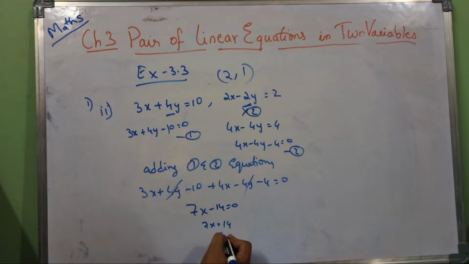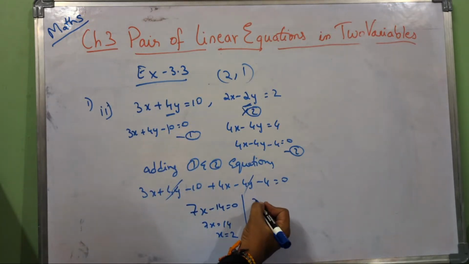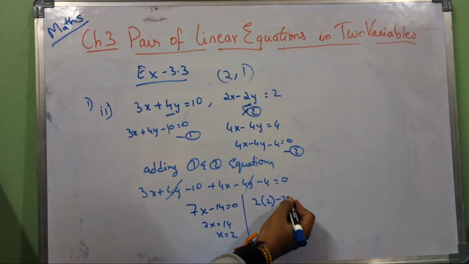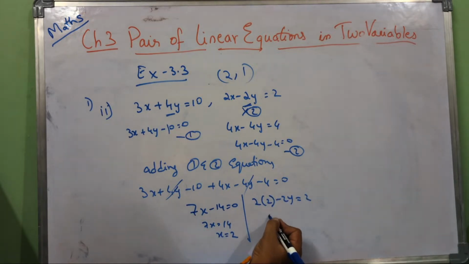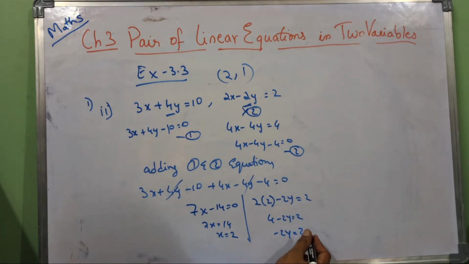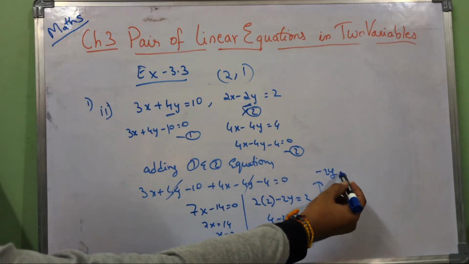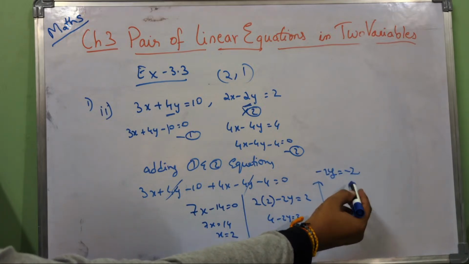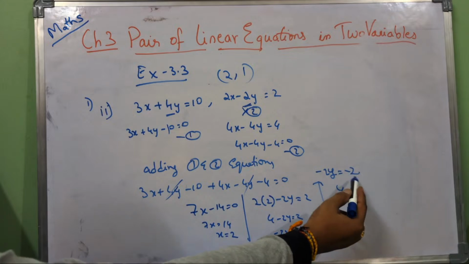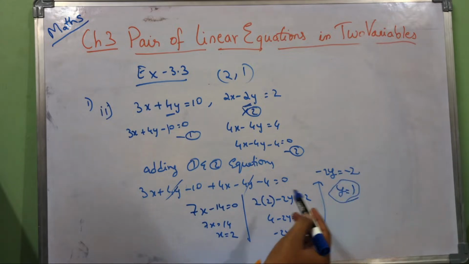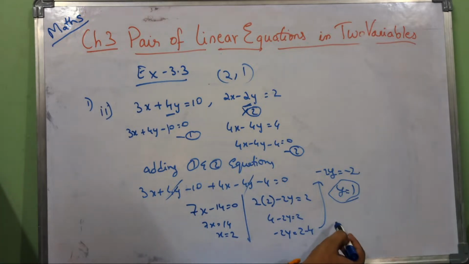So x becomes 2. We substitute in the second equation: 2 into 2 minus 2y equal to 2. 2 into 2 is 4, minus 2y equal to 2. Minus 2y equal to 2 minus 4, which is minus 2. So this becomes minus 2y equal to minus 2, and the y value will become 1, as minus 2 and minus 2 get cancelled. So the final answer here is x as 2 and y as 1.